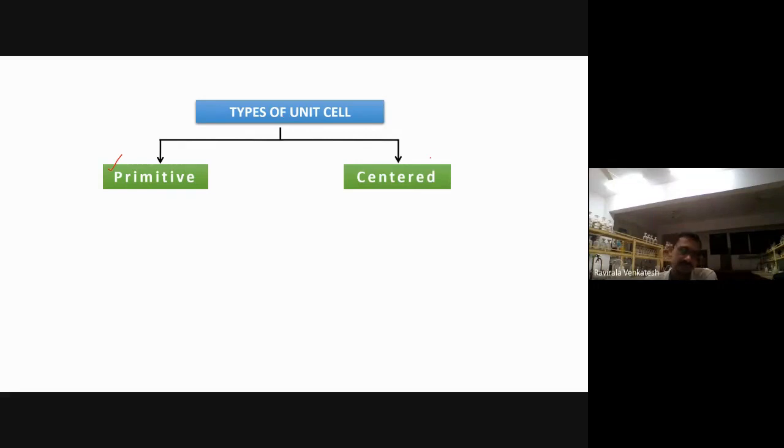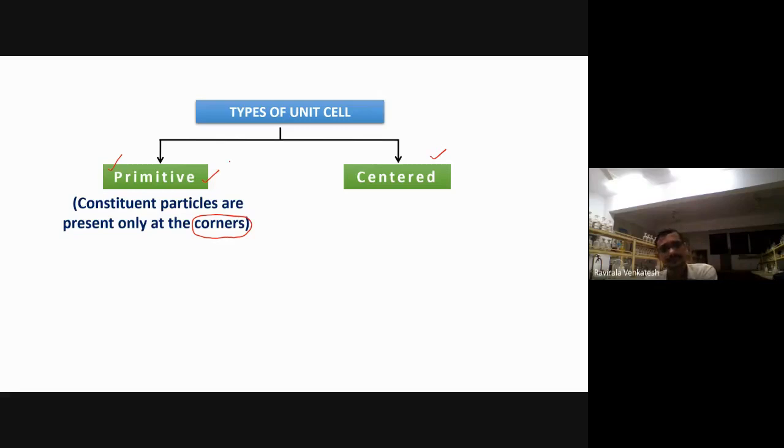Next, the types of unit cell. How many types are there? First is called primitive, second is called centered. So, primitive unit cell and centered unit cell. Now what is a primitive unit cell? The unit cells in which constituent particles are present only at the corners are called primitive unit cells.